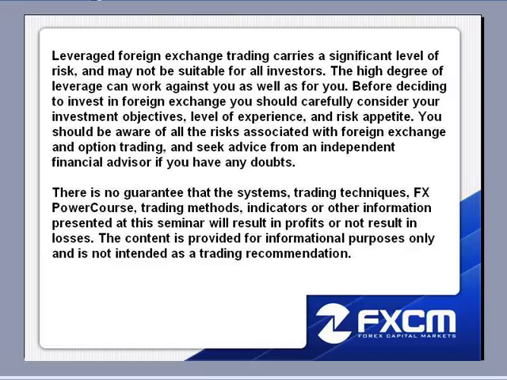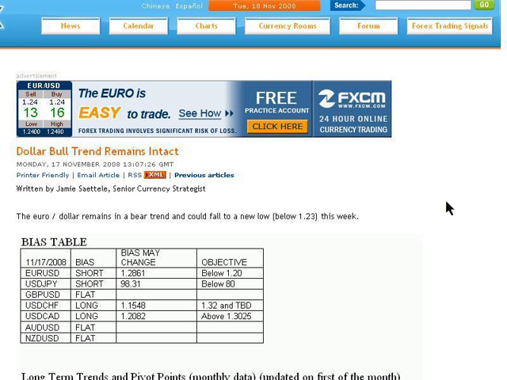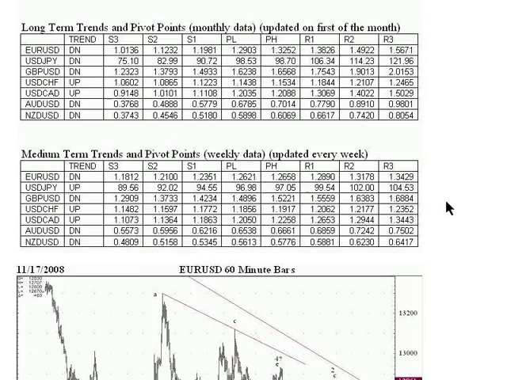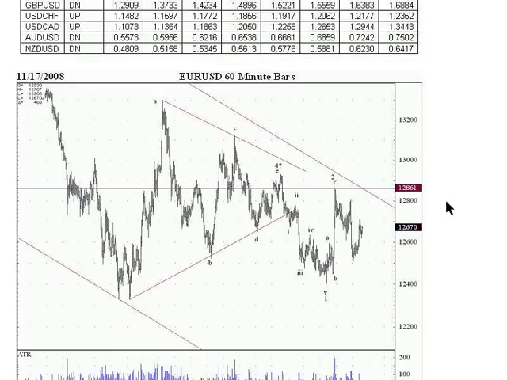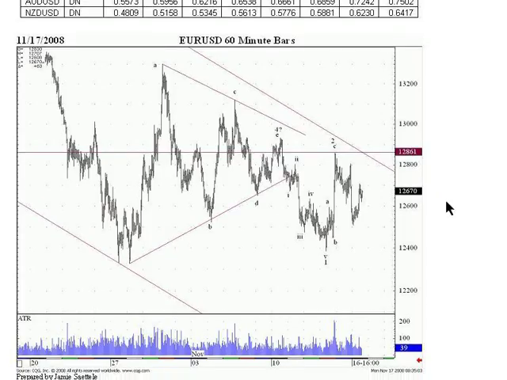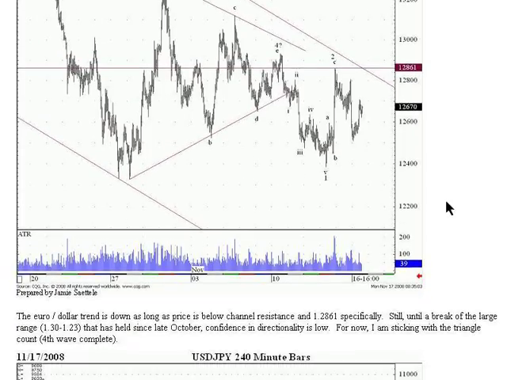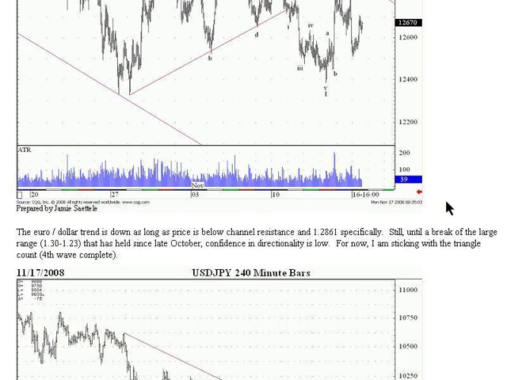What I'm going to do tonight, as always, is walk through the latest technical report by Jamie Setley at DailyFX.com. So let's go ahead and pull up that report. If you'll notice, it's the same report from yesterday, so I'm not going to read the same thing that I read last night in terms of the euro dollar and the dollar yen. Nothing much has changed in that situation, and I'll get to that once I bring up the charts.